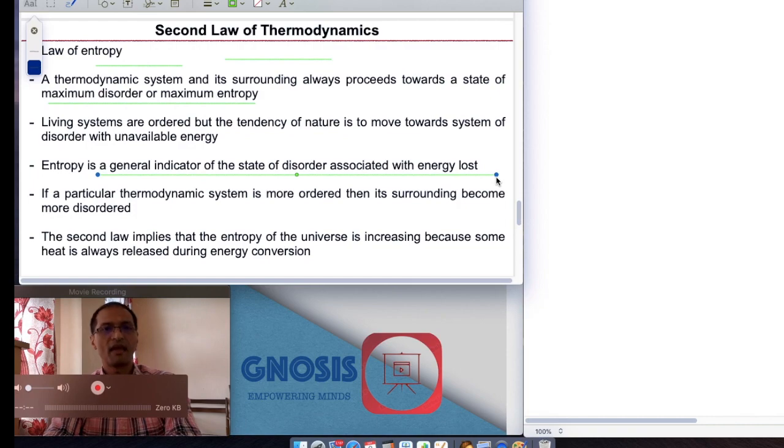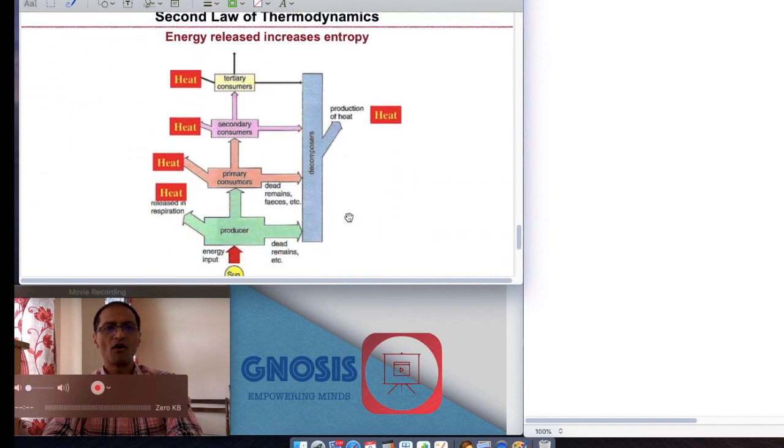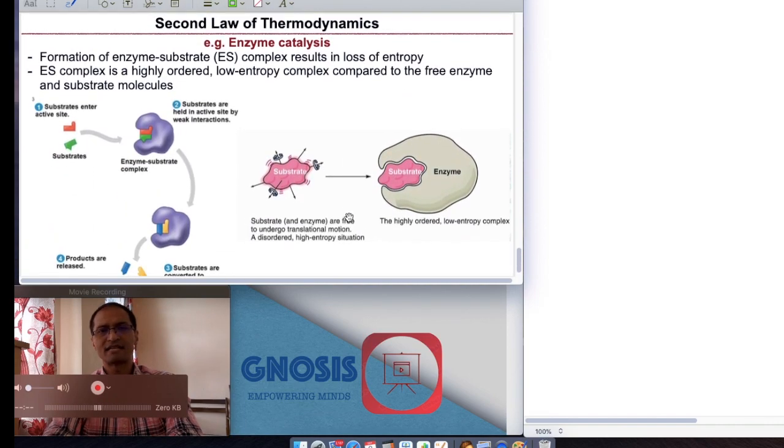And the second law also implies that in the entire universe that we exist in, the entropy is increasing constantly, because some of the heat is always released during energy conversion, or during the application of the first law of thermodynamics. And to help us understand better the second law of thermodynamics and its application in biological systems, we will look at one example, and that is the example of enzyme catalysis.